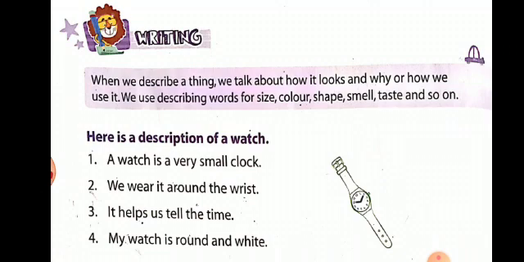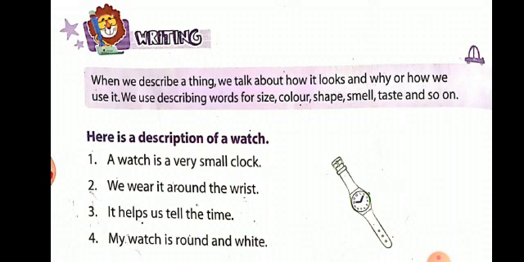Here description of image is given. When we describe a thing, we talk about how it looks and why or how we use it. We use describing words for the size, color, shape, smell, taste and so on. You can see an example of a watch here. This watch is described. Let's see.